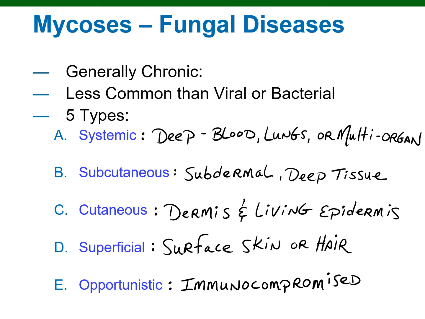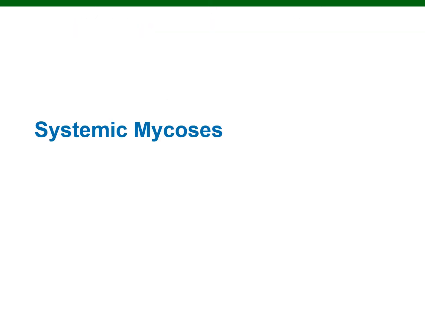Immuno referring to the immune system, and then compromised because one or more underlying problems have occurred in a person who is immunocompromised. And so we'll look during this section at what defines various types of immunocompromised patients, and in that way you'll understand the risks for why certain fungi are major opportunistic pathogens. From the list on the previous slide, let's start with systemic mycoses.